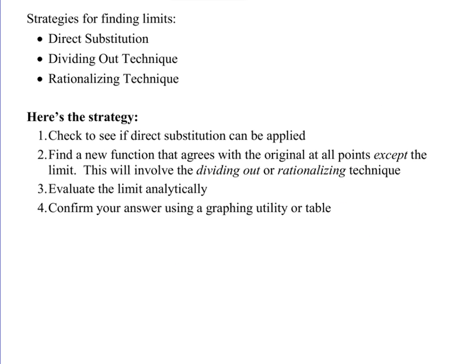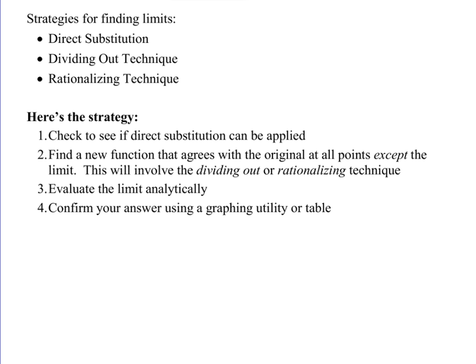All right, strategies for finding limits. We haven't talked about two of these yet. We know the top one, direct substitution. That's your number one strategy. Try to direct substitute. If you can, that makes the problem very easy. If you can't, then you have to use either the dividing out technique or the rationalizing technique. All right?